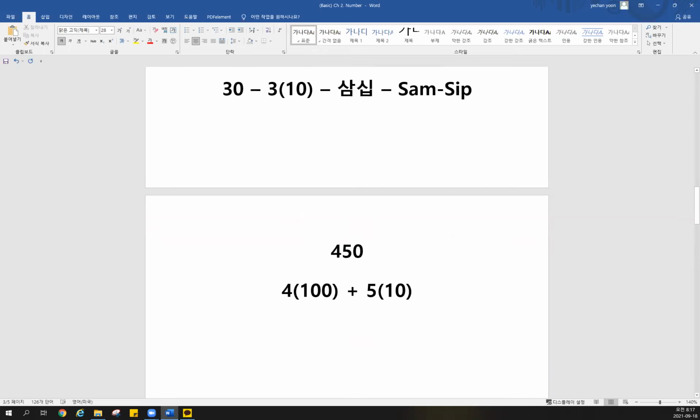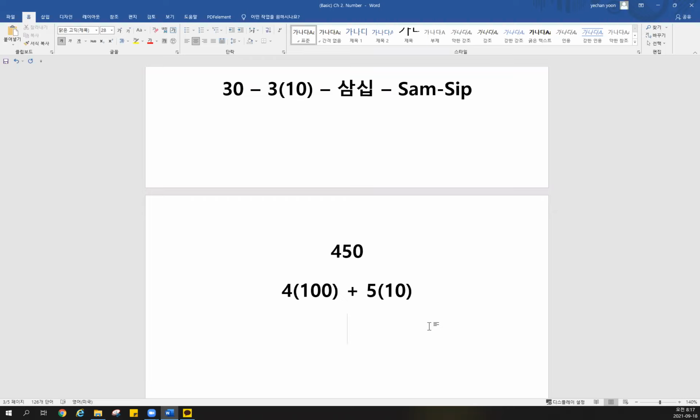4 is 4. No, I'm going to give you some time. You can practice it. So this one and this one positions, and 5 and 10th position. How can you say it? Please write down in the chat. How can you say 450? It's not that difficult. Please try. Even if you are wrong, that is totally fine. I'm going to give it 5 more seconds.